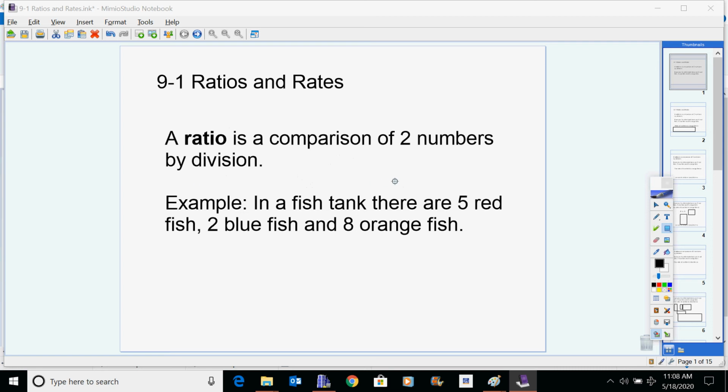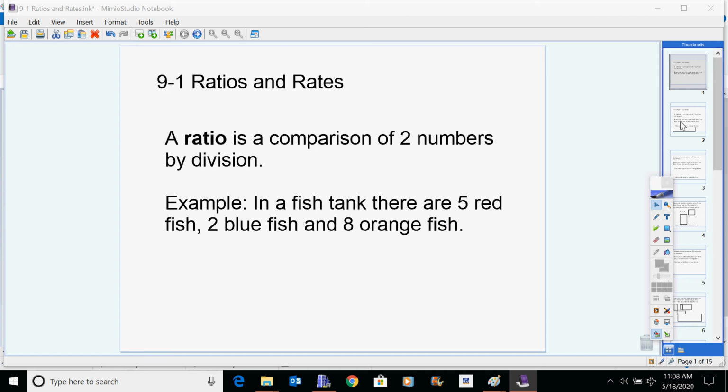Ratios, as you might remember, is nothing more than a comparison of two numbers by division, which really, when you think about it, is what a definition of a fraction would be. But ratios are a little bit special, and we'll unpack why and how over the next number of minutes. So I want you to picture you've got a nice fish tank in your room or in your house somewhere, and in there's 5 red fish, 2 blue fish, and 8 orange fish.